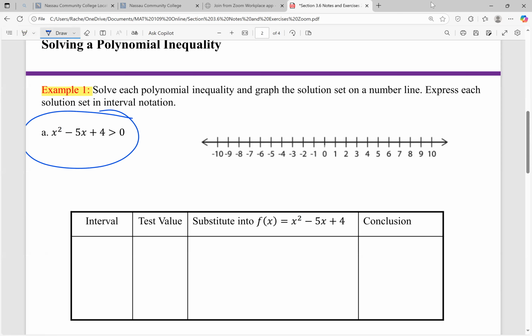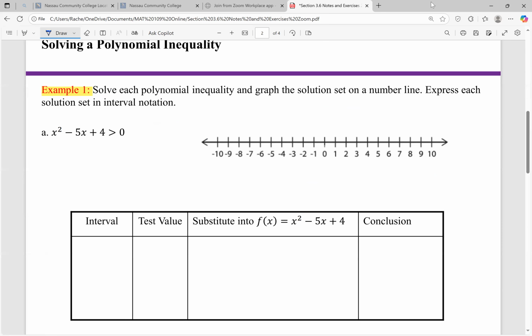So for example 1, we want to solve the following polynomial inequality: x squared minus 5x plus 4 greater than 0. What we're trying to figure out is, for what values of x is this expression, x squared minus 5x plus 4, greater than 0? Because there's going to be more than one value of x, we're going to have to represent it using interval notation. And I also want to put it on the number line, the visual representation, and then it ties it all together.